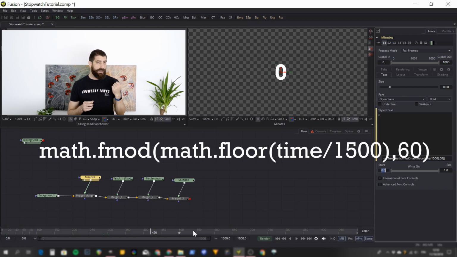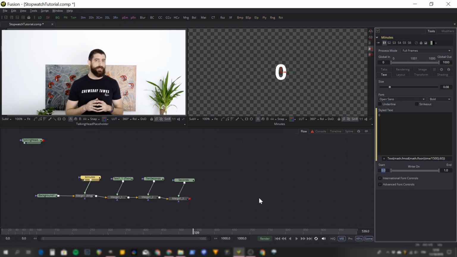So I'm gonna add as well the fmod, where we divide the floor that is having as an argument the time divided by 1,500 and then dividing it by 60. So in that case, if we would reach the hour, then it would change from minute 59 to minute 00. If you would like to add the hour, now I think it's up to you and you could definitely do that.